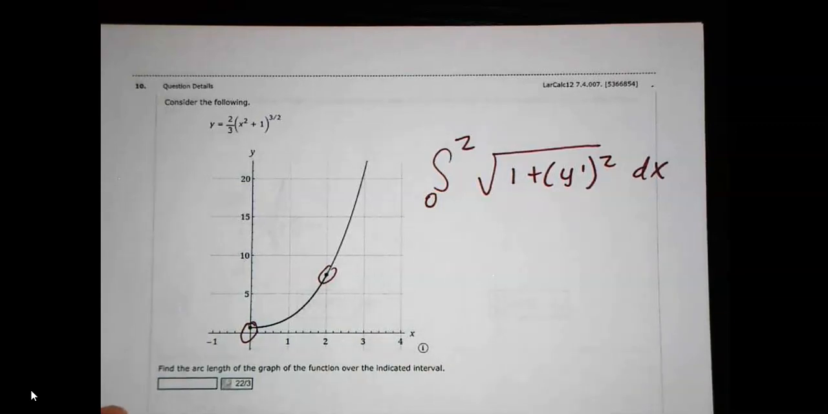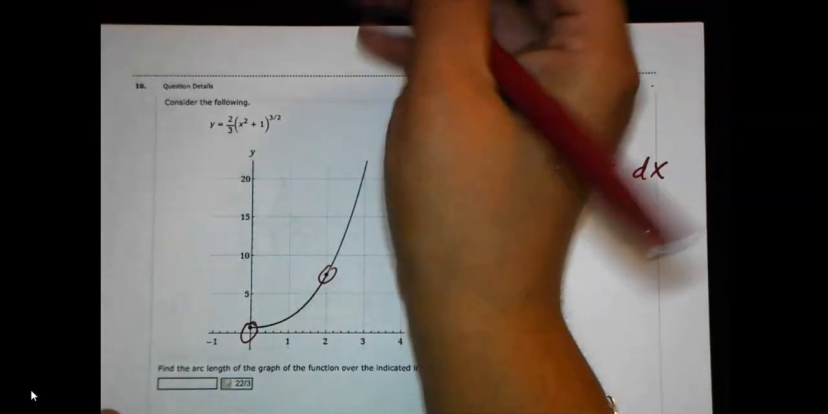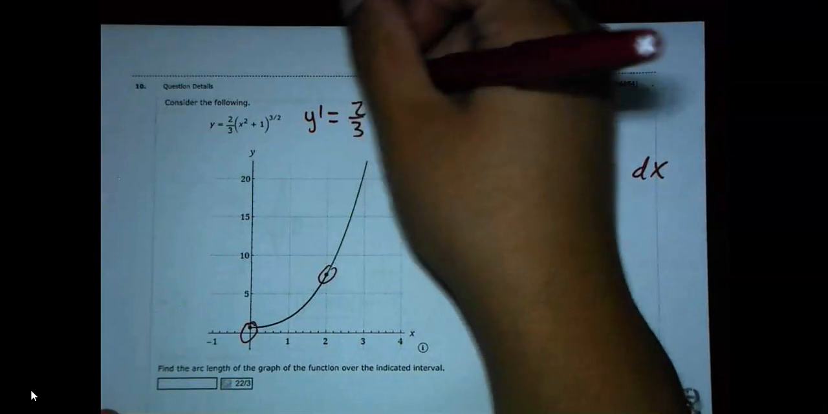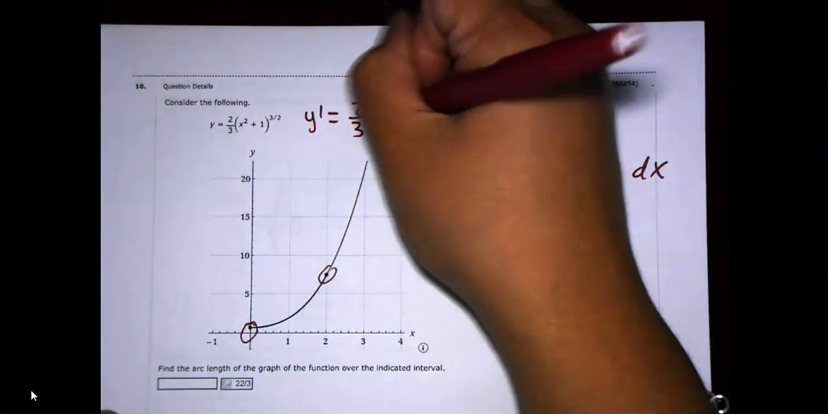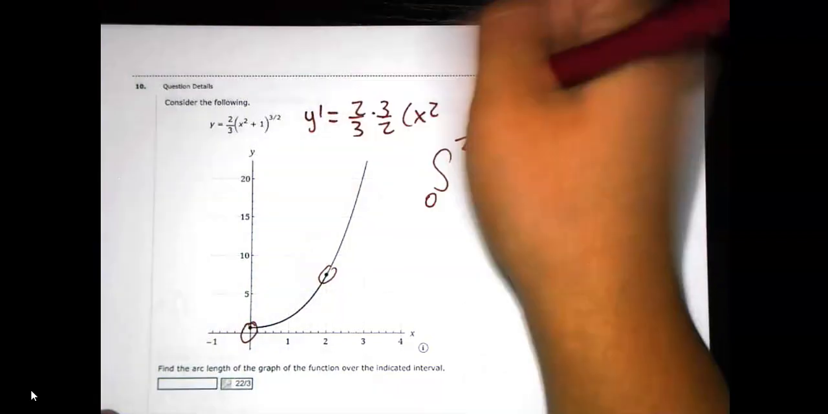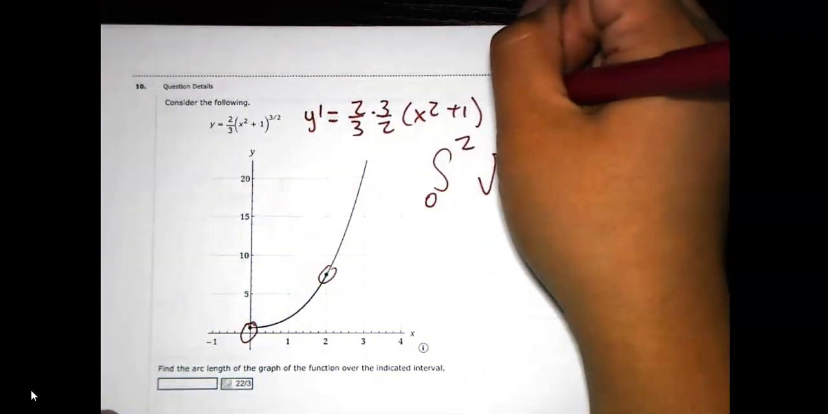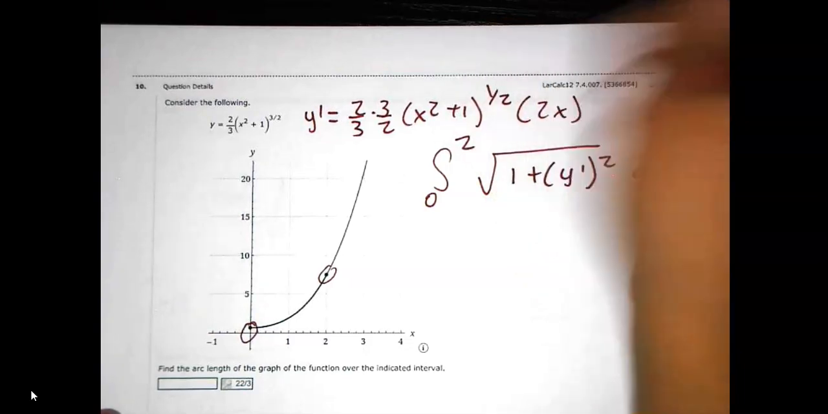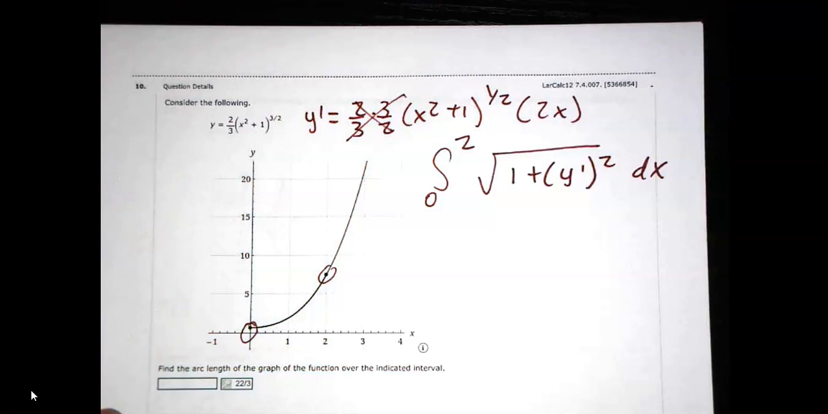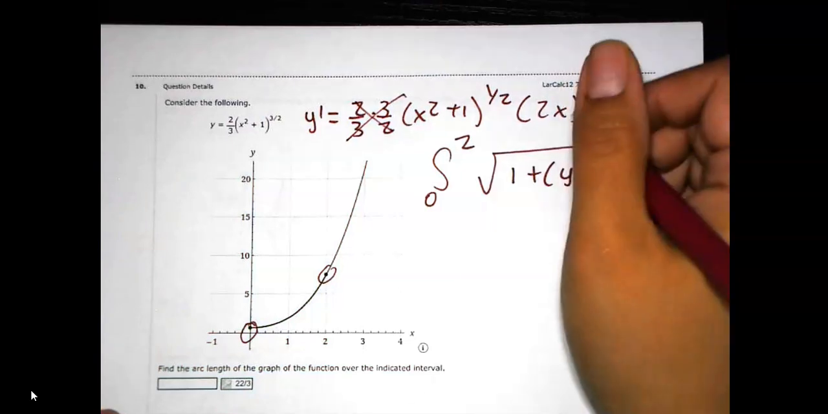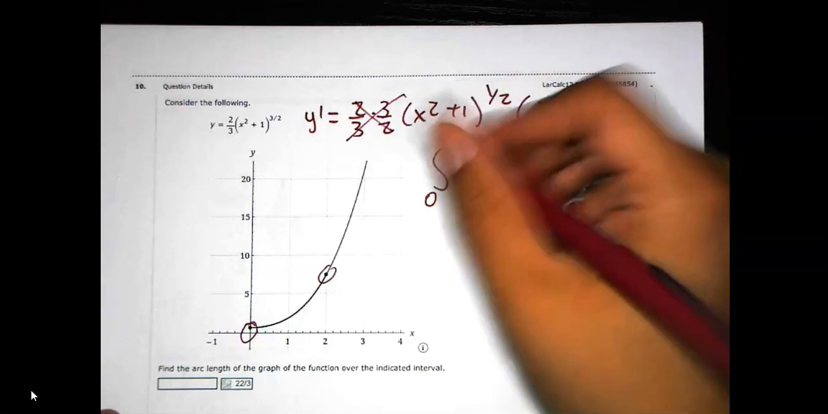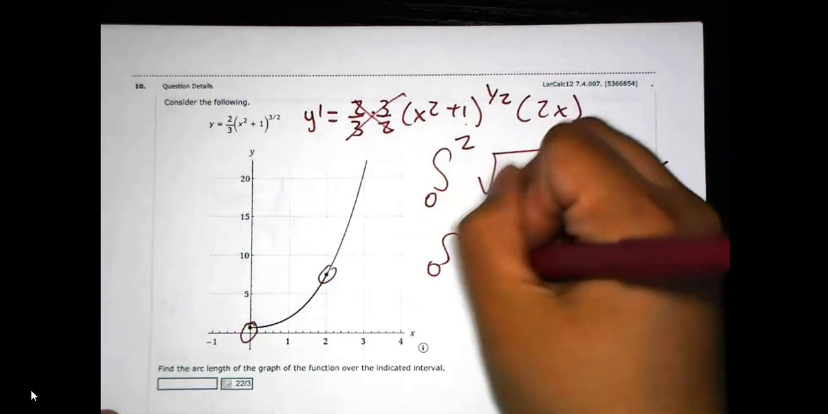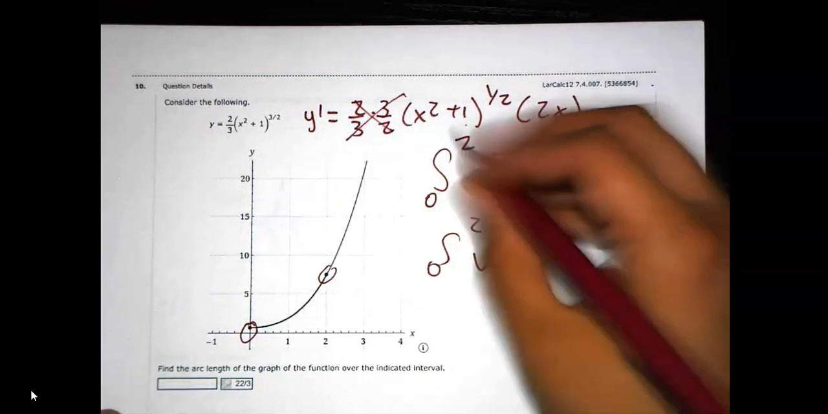So in this case, we have our function, and we need to take the derivative of this function right here. To take the derivative of this function, we bring the exponent down, which will be 3/2. And then we subtract 1, which is going to be 1/2, times the derivative of the inside. That cancels. So we are going to have the square root of x squared plus 1 times 2x. So it's going to be from 0 to 2, 1, and then we need to square this.